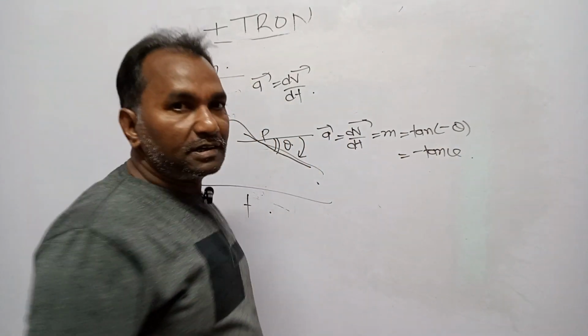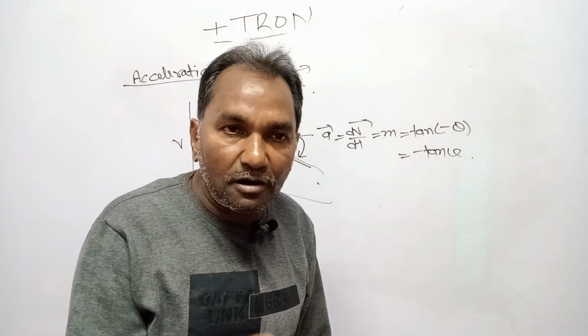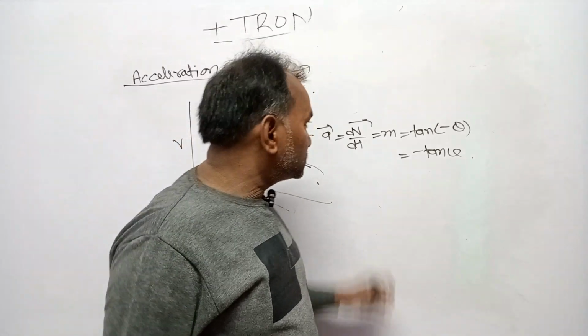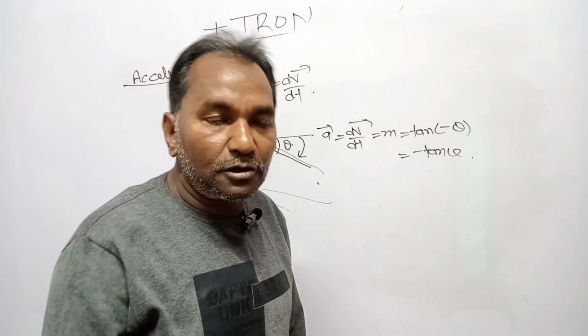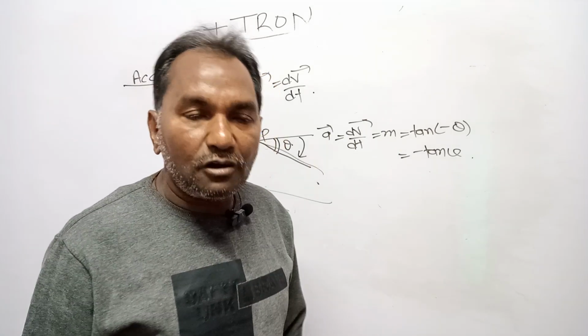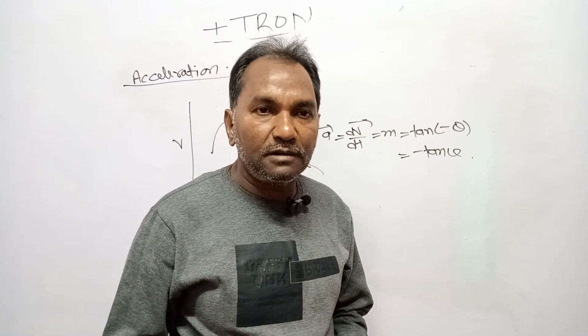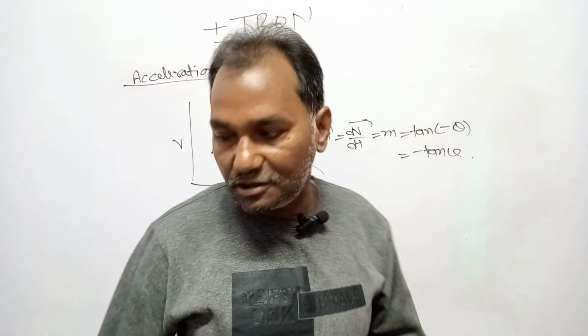This slope is negative, which means acceleration is negative, which means it is a retardation, which means velocity is decreasing. Dear students, in this case acceleration is negative, so it is a retardation. That was the velocity-time graph, and with the help of that graph we tried to find the acceleration.